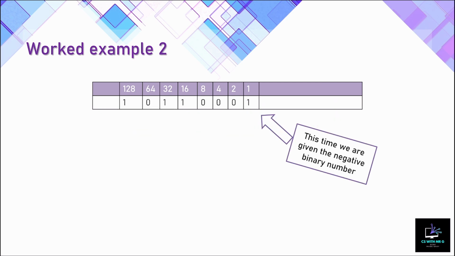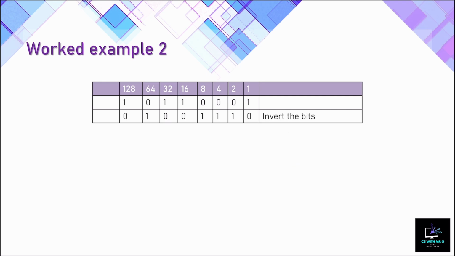We'll do another one. This time we are given the negative number. So this is a negative number in binary and we have to figure out what it is by using 2's complement. So the first thing we do is invert the bits. Like so. Just to confirm, bits are inverted. Then we add 1.